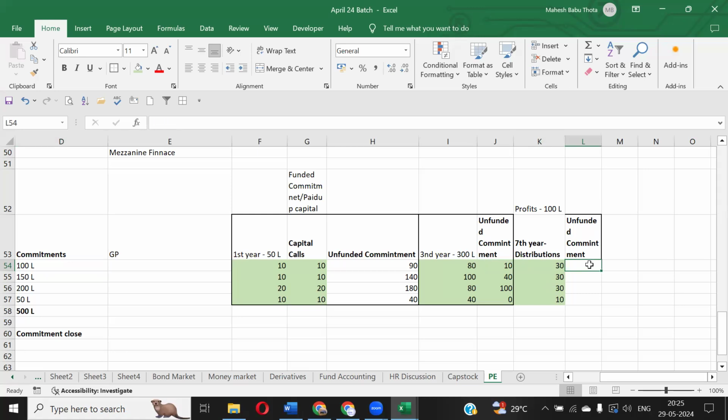40. So basically, you're trying to add these distributions also to the unfunded commitment. Yes, sir. 130. We cannot add. Okay.